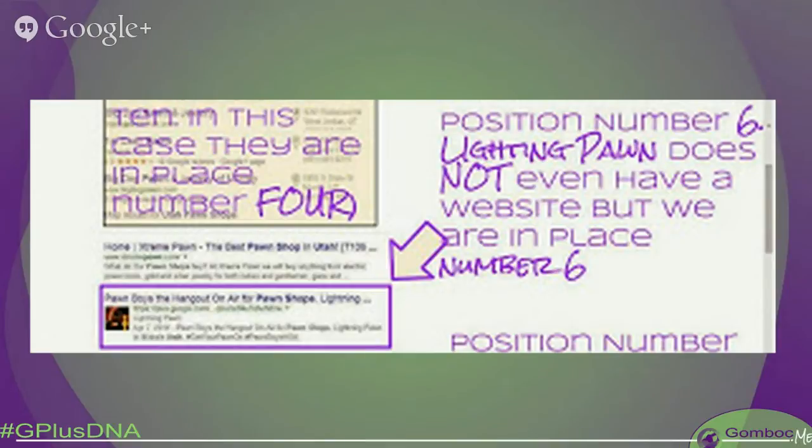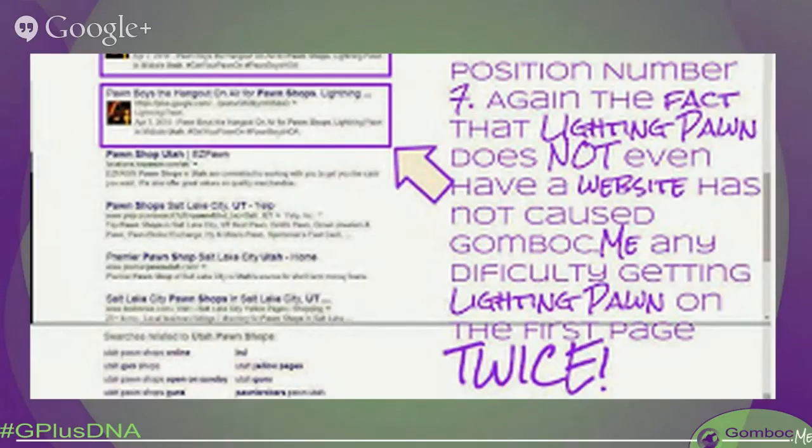Yep. Okay. Position number 6 on this search back in April was Lightning Pawn. And they didn't have a website at the time. They do now, but they did not have a website at the time. Yet they were in the number 6 position for one of the HOAs that I had produced. Here's the amazing thing. They were in the number 7 position also for one of the HOAs I had produced. And no website. That's just unheard of. Now, it shows you the power.